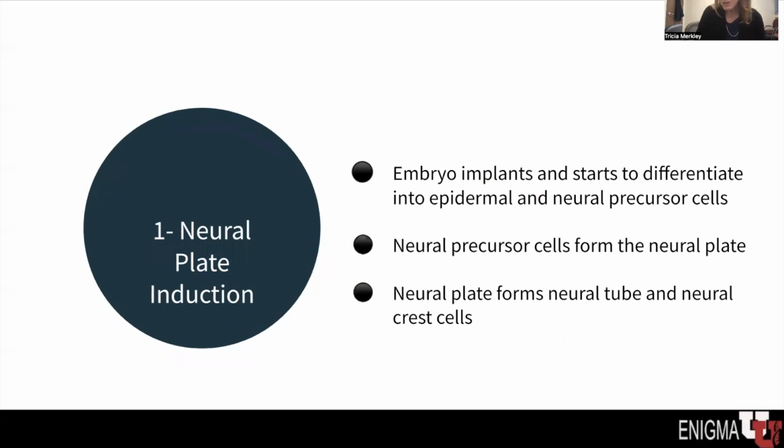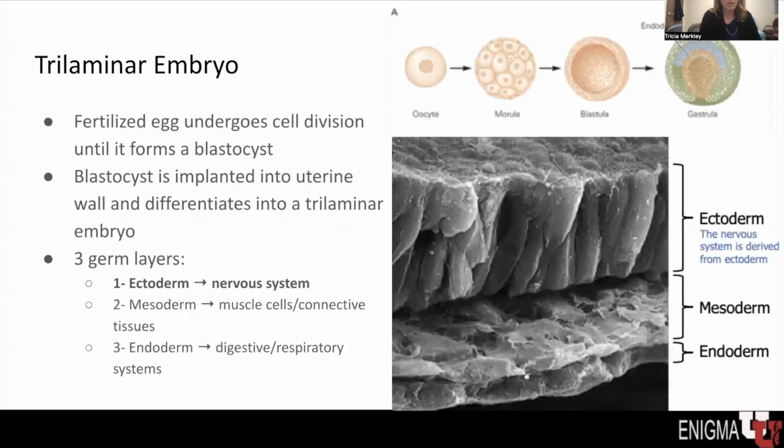So we'll start with this first phase where the embryo implants and starts to differentiate into the epidermal, or kind of the skin layer, and also the neural precursor cells. Before these cells become neurons or glial cells, they are neural precursor cells. And these neural precursor cells form what is known as the neural plate, which I'll show you in a moment. And this neural plate then folds to become the neural tube and neural crest cells. And so this is an important stage of neural development.